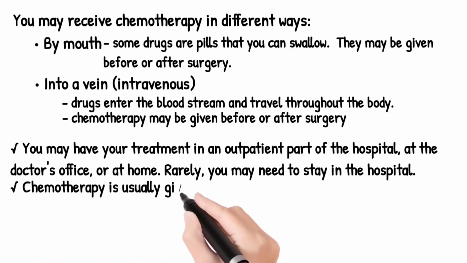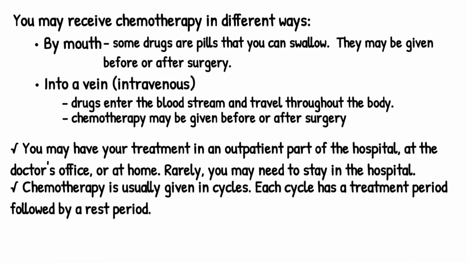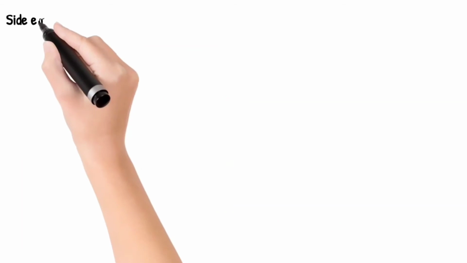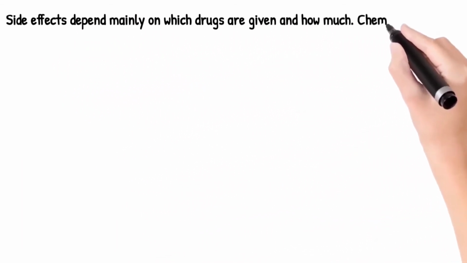Chemotherapy is usually given in cycles. Each cycle has a treatment period followed by a rest period. If the drugs are given by vein or taken by mouth, the side effects depend mainly on which drugs are given and how much.